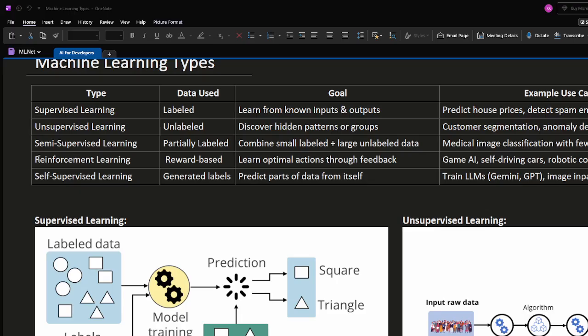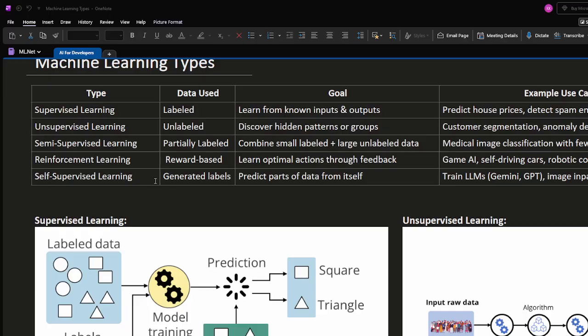And again, the next term in machine learning is reinforcement learning. It's called reward-based learning. This means we train our model, then the model gives us output or predictions, and then we fine tune the model based on the rewards and penalties. That's called reinforcement learning. For example, game AI, self-driving cars, and robotic controls are some examples of reinforcement learning.